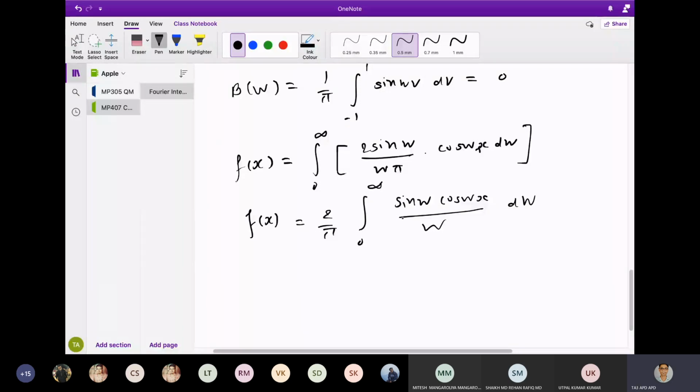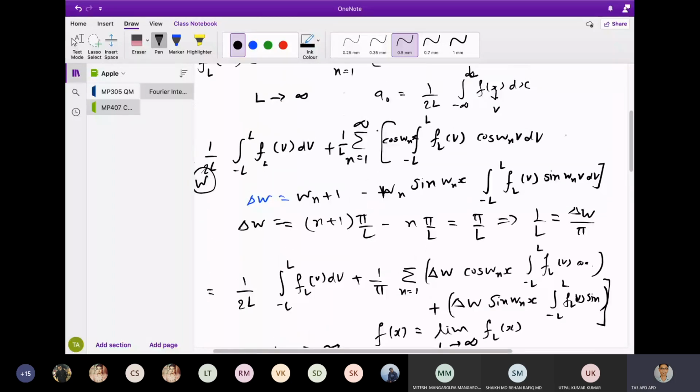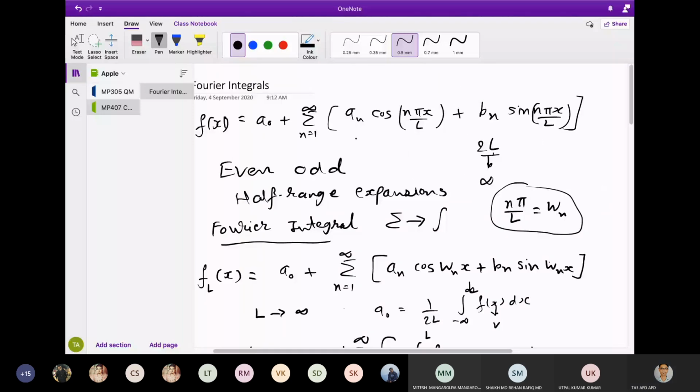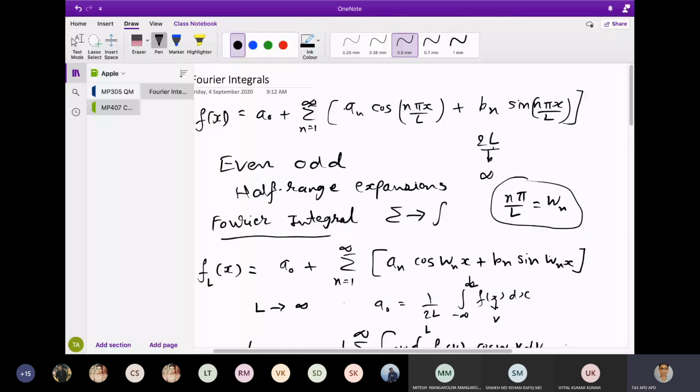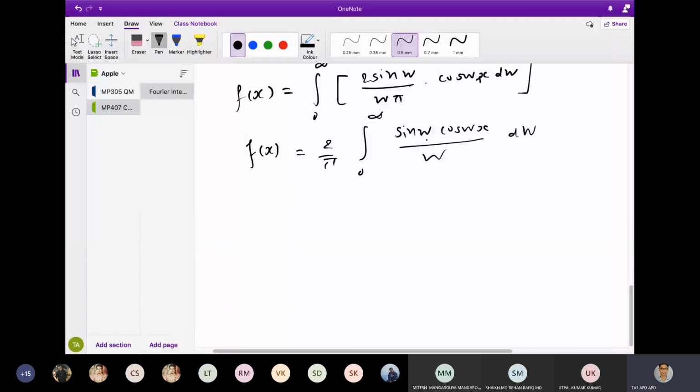Whatever function we were given, we have converted into an integral. Previously, we were getting the answers in the form of a series of summations, so you would have multiple discrete terms. But now our answer will be in the form of an integral. So that would be the final answer.